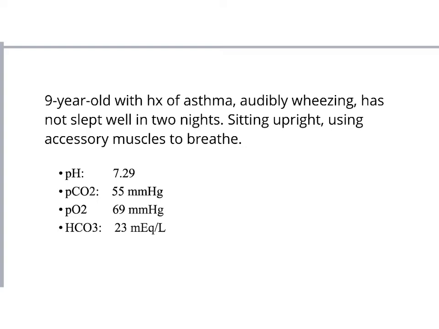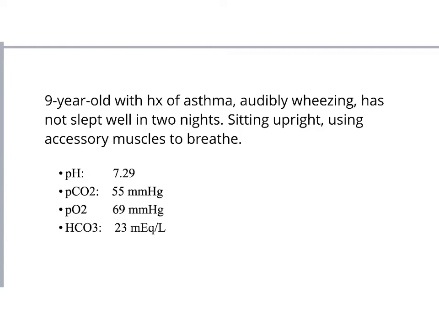So here's an example of a patient and the corresponding blood gas. We have a 9-year-old child with a history of asthma who's audibly wheezing and hasn't slept well. Usually that means there's an asthma attack. The patient is having trouble breathing. We also see that the patient is sitting upright and using accessory muscles to breathe. Again, more clues that something is wrong with the respiratory system. So we get the blood gas, and here's our results.